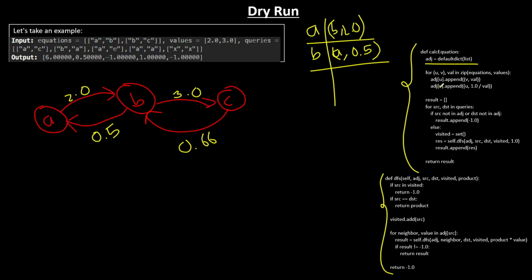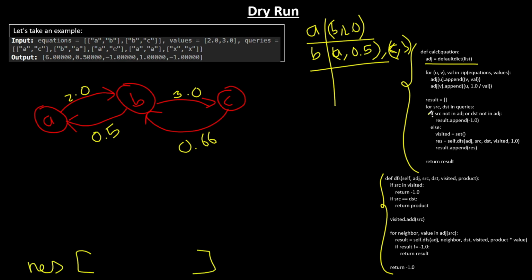Similarly, for B to C, there would be another path which will be this way. C will be here and 3 value will be here. Okay, this way the graph will be created. I hope you got the intuition. Now we have the result list. Let me draw it somewhere. This is the result list.